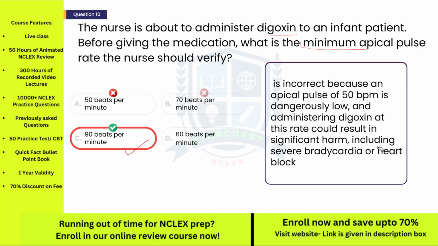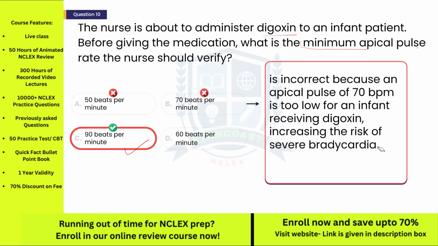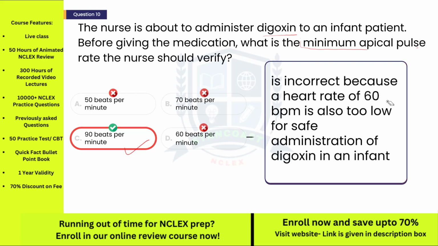B is incorrect because an apical pulse of 70 BPM is too low for an infant receiving digoxin, increasing the risk of severe bradycardia. D is incorrect because a heart rate of 60 BPM is also too low for safe administration of digoxin in an infant.